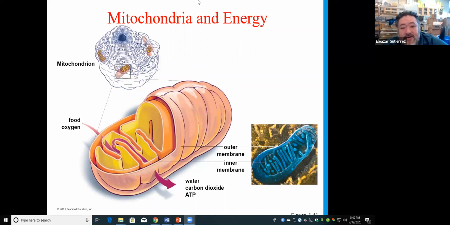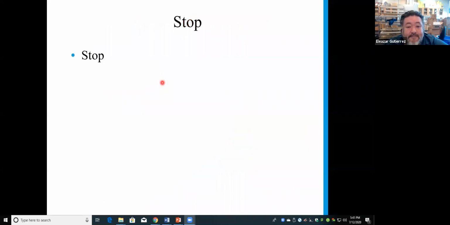Oh, what does the mitochondria do? It produces energy, right? Glycolysis takes place out here, and then we have the Krebs cycle in the matrix, and then we have the electron transport chain right here in the inner mitochondrial membrane. Very, very cool. So it harvests and produces energy, just like the chloroplast.